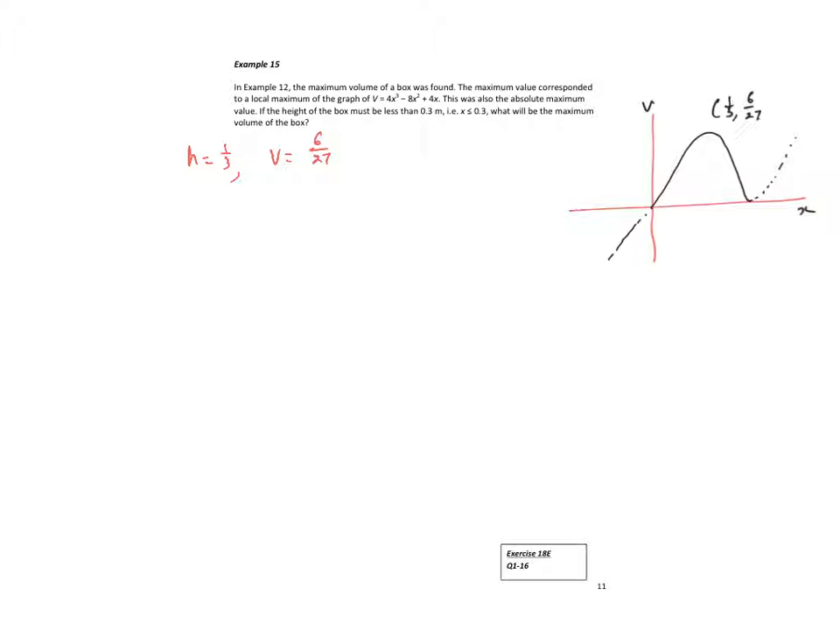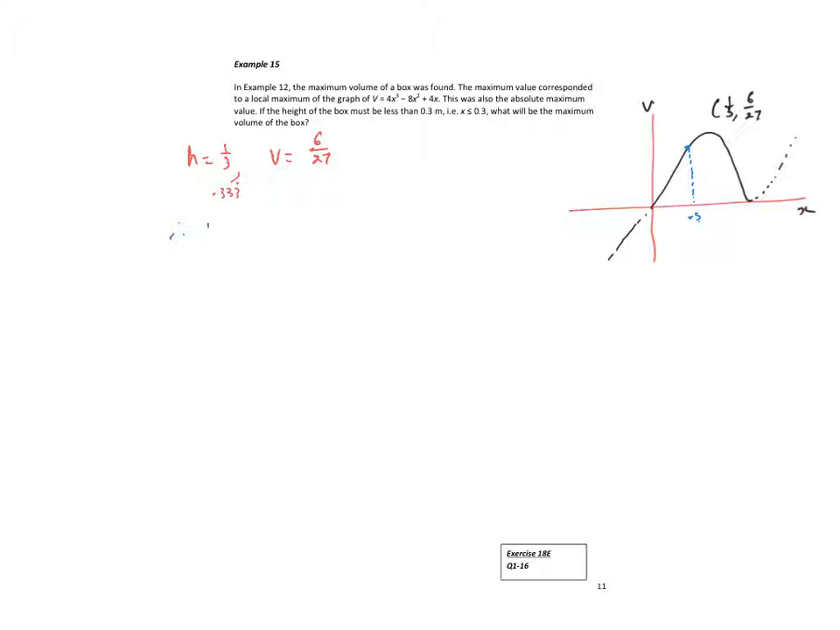Now, obviously 1/3 is 0.333. So it says that my height has to be less than 0.3. So that means that my height here, the x value, has to stop here at 0.3 somewhere. Okay, so clearly my maximum is actually going to occur.